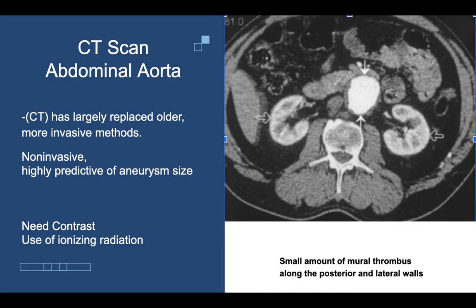And I also want to point out that there's also a small amount of mural thrombus along the posterior and lateral walls of the aneurysm. Essentially, what a mural thrombus is, it's a thrombi or a blood clot within the wall of the vessel. So not only are CT scans great for visualizing the aneurysm and knowing what kind of size it is, but it's also good for showing nearby structures and nearby impairments such as that mural thrombus.